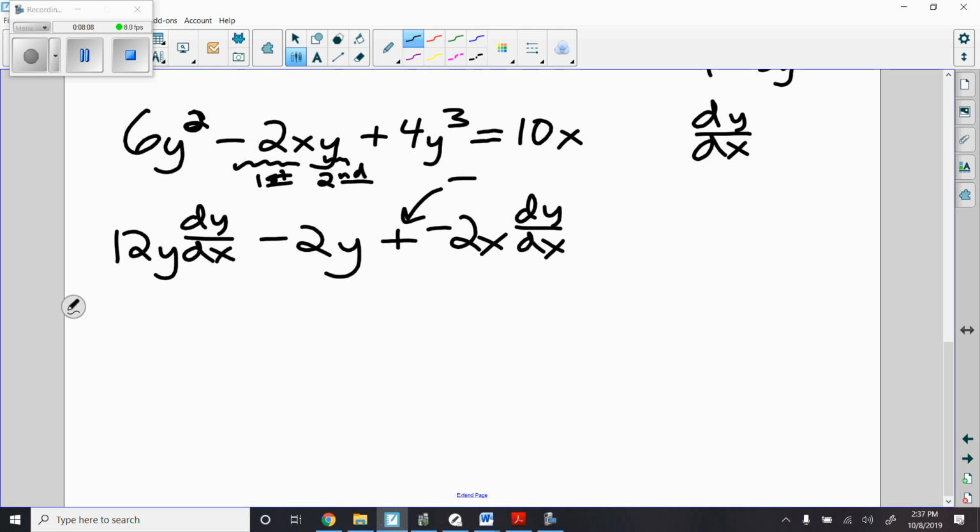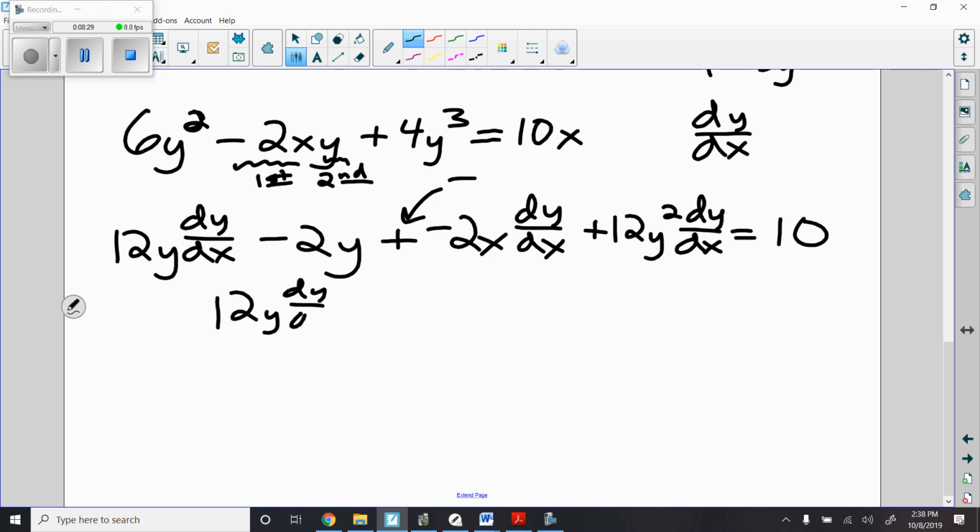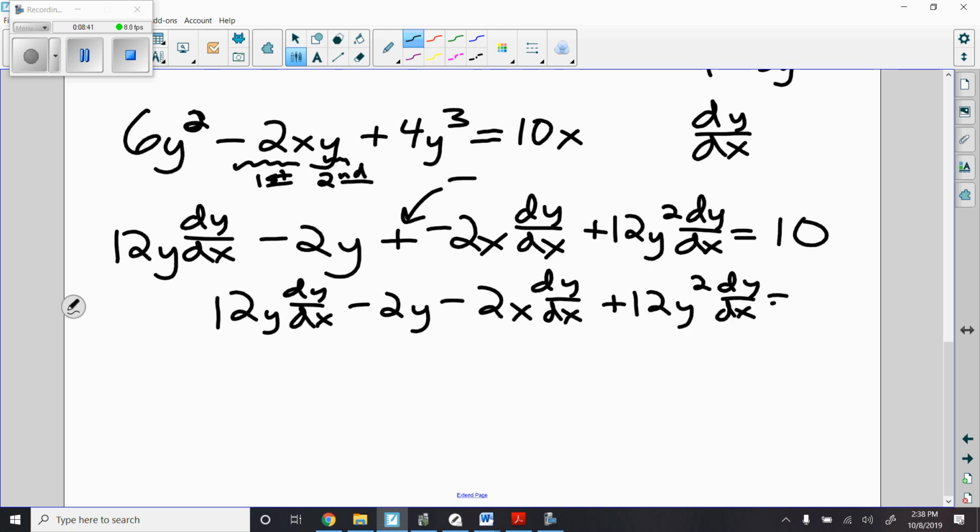Okay? All right, let's finish out here. The derivative of 4y cubed will be plus 12y squared dy dx equals the derivative of 10x is 10. Okay. So rewriting this thing, what I really have here is 12y dy dx minus 2y minus 2x dy dx plus 12y squared dy dx equals 10.